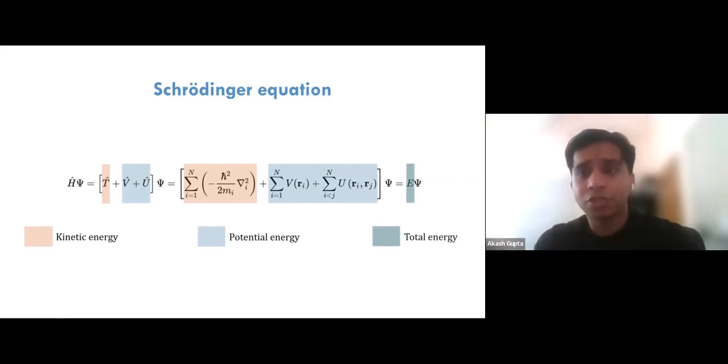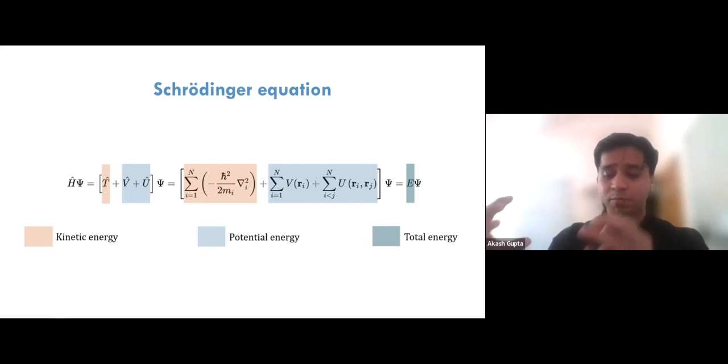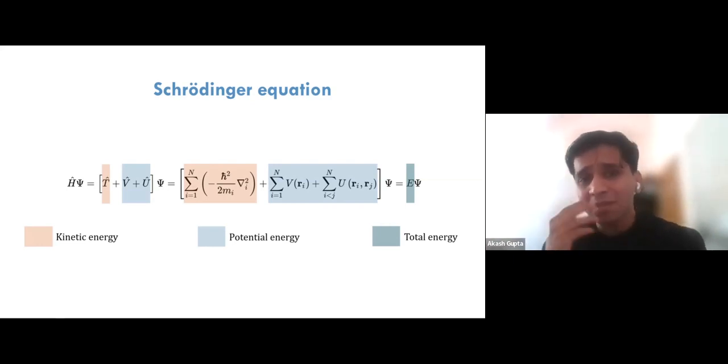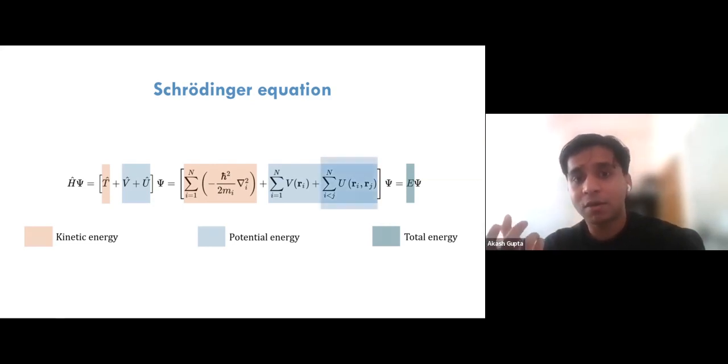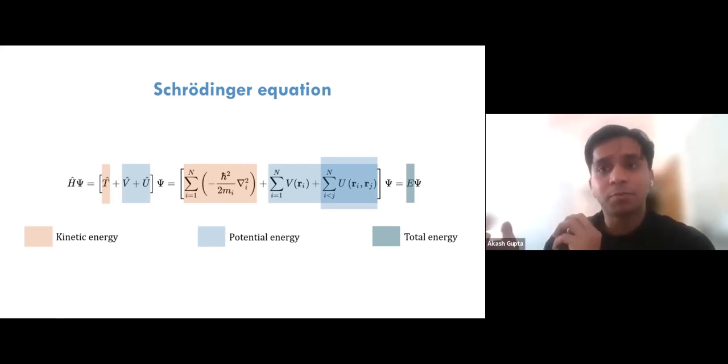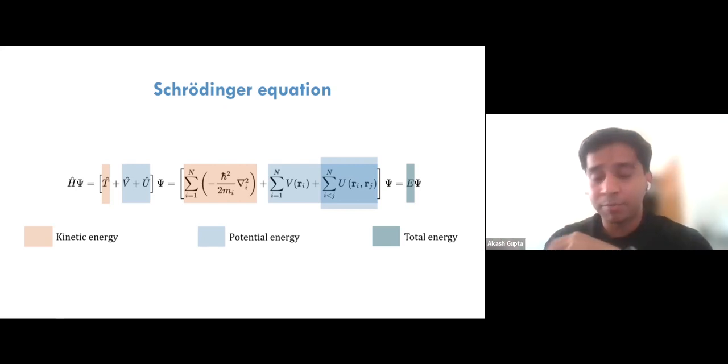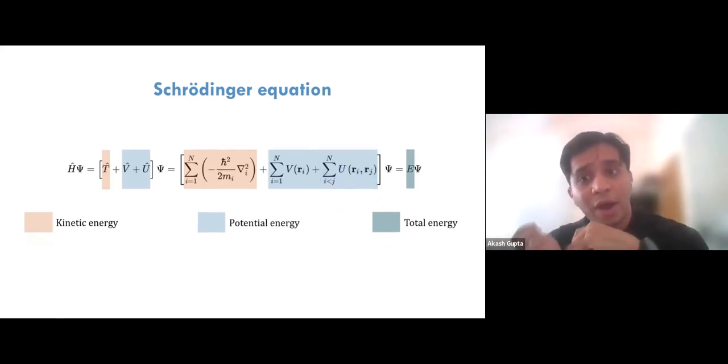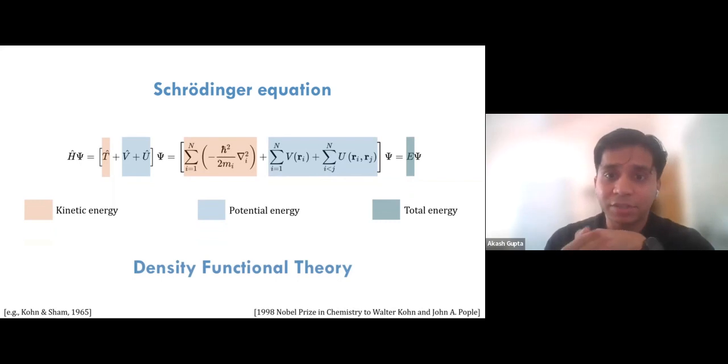Now, you might have seen solutions to this equation for a hydrogen atom. But the thing is that this is computationally intractable for a multi-electron system because of this term. This is the term which basically accounts for the quantum interactions between electrons, and it becomes computationally infeasible to solve this. But a way to get around this is to use density functional theory.